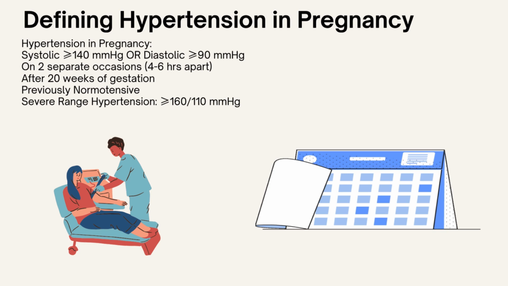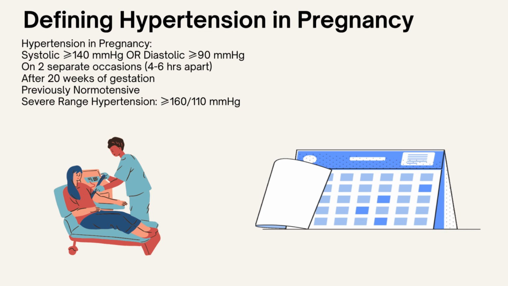What exactly is hypertension in pregnancy? Broadly speaking, it's defined as a systolic blood pressure of greater than or equal to 140 millimeters of mercury, or a diastolic blood pressure of greater than or equal to 90 millimeters of mercury. Crucially, these readings need to be on two separate occasions, at least 4 to 6 hours apart, and they must occur after 20 weeks of gestation in a previously normotensive woman.